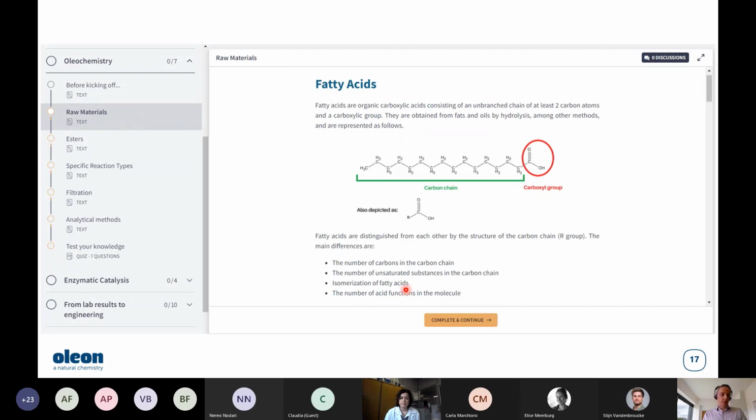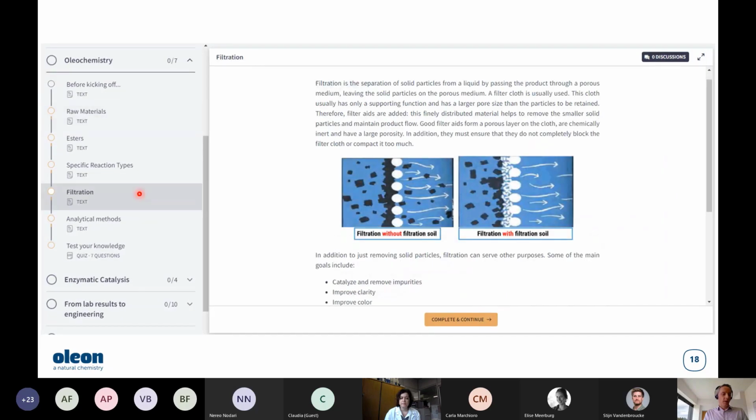The next couple of chapters, and the first one here is dedicated to oleochemistry. It's going to cover what the main raw materials are that we are using in oleochemistry and in relation with the INCITE project. So it will cover raw materials, fatty acids, for instance, that you can see illustrated here, but also the esters that are going to be produced, how they are going to be produced with the specific reaction types that are involved in the INCITE project. And also an overview of the filtration techniques that are used to work up the reaction mixture, as well as the analytical methods that are used to characterize the products that have been obtained.